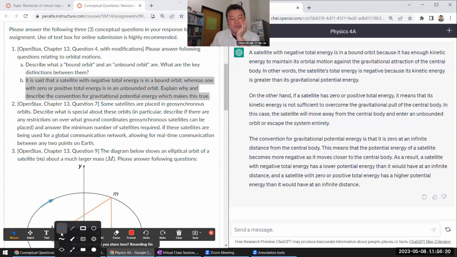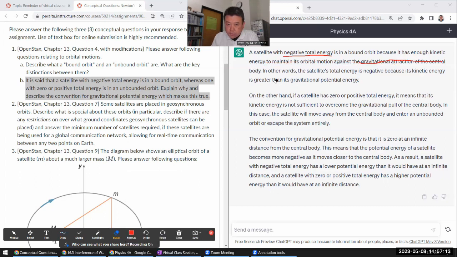I guess the place I would start from is: a satellite with a negative total energy is in a bound orbit, because it has enough kinetic energy to maintain its orbital motion against the gravitational attraction of the central body. It is true that it has enough kinetic energy to maintain its orbital motion, but that's not relevant to connecting to the negative total energy. So I would scratch out this part.